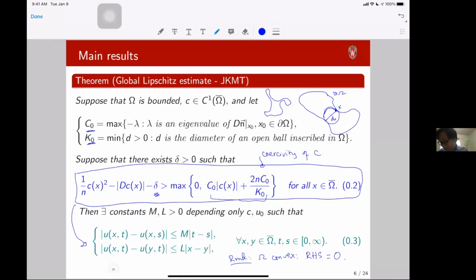So I'm going to tell you briefly the proof of this theorem, and then we're going to see why the geometry comes into play, and later on, let me say it right away, we're going to give examples that show that this condition 0.2 here is actually optimal. What I mean by that is that if we violate this condition even just a little bit, then our solution is not going to be globally Lipschitz anymore.